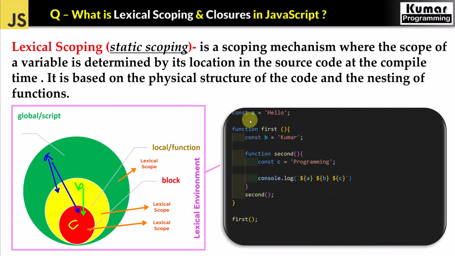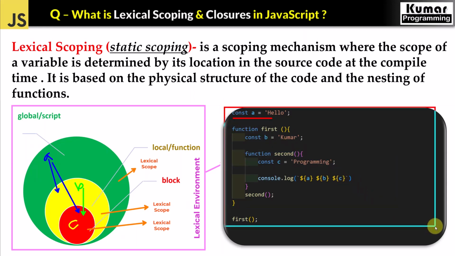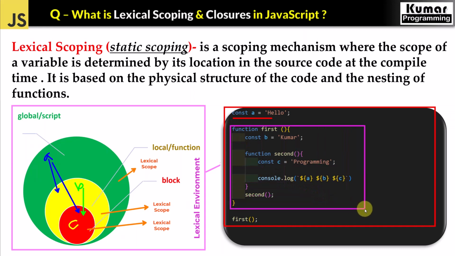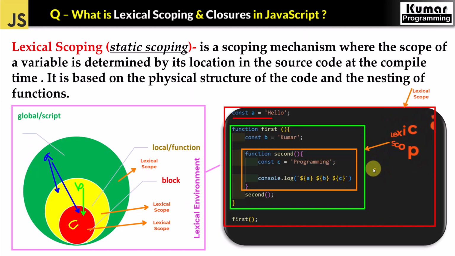If you see here, I have created a variable a, and after that I have created a function first. This variable a is created inside the global scope. So this is my global scope. Then I have created a function here, and this function has its own scope. Inside this function I have created another function, which has its own scope. So here we have three scopes: this is my global scope, this is my local scope, and this is my block scope. All these scopes are lexical scopes.